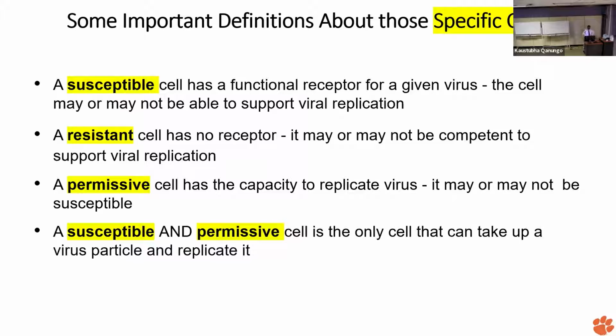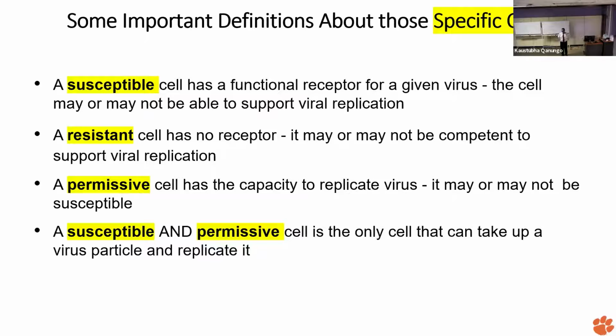On the other hand, a resistant cell has no receptor, and it may or may not be competent to support viral replication. Now here, you are probably puzzled, saying, okay, the virus cannot enter the cell, and so it is not going to replicate the virus.